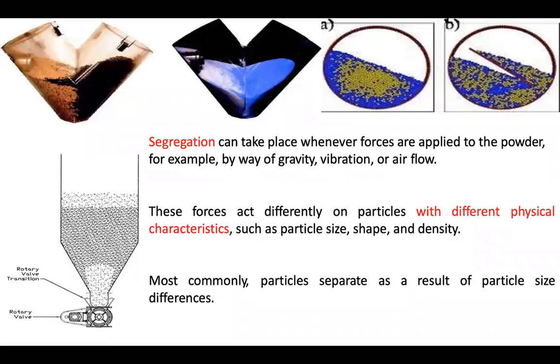Segregation can take place whenever forces are applied to the powder, for example, by way of gravitation, vibration, or airflow. So there can be chances of segregation of the powders. These forces act differently on particles with different physical characteristics such as particle size, shape, and density. Most commonly, particles separate as a result of particle size differences. You can see the rotary valve transition, rotary valves. So these are the problems of segregation.